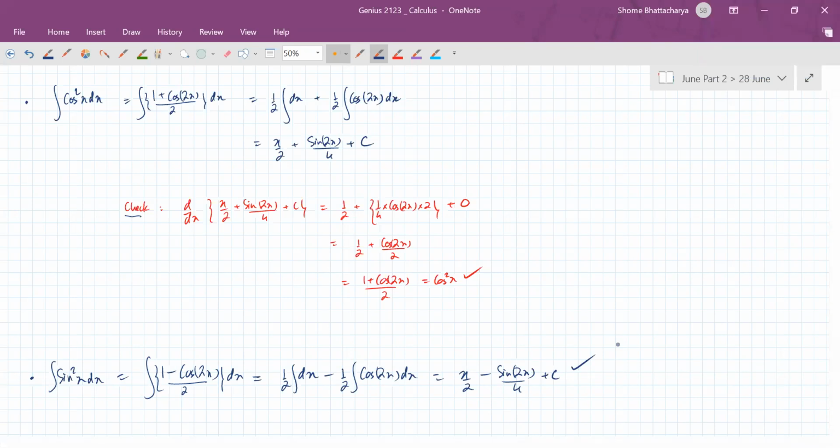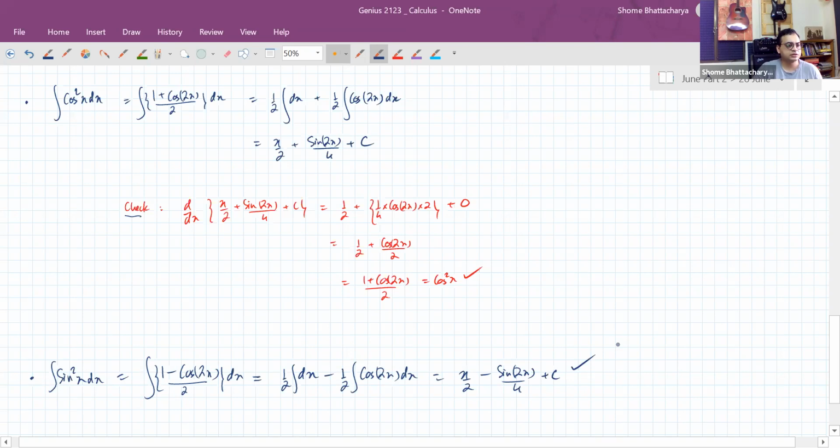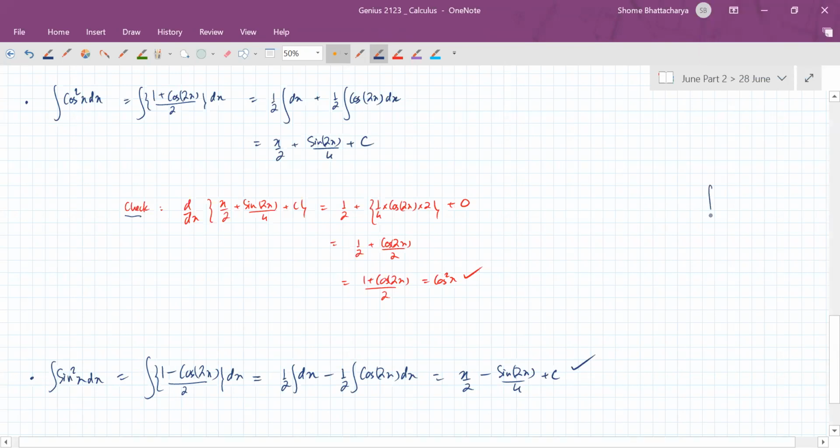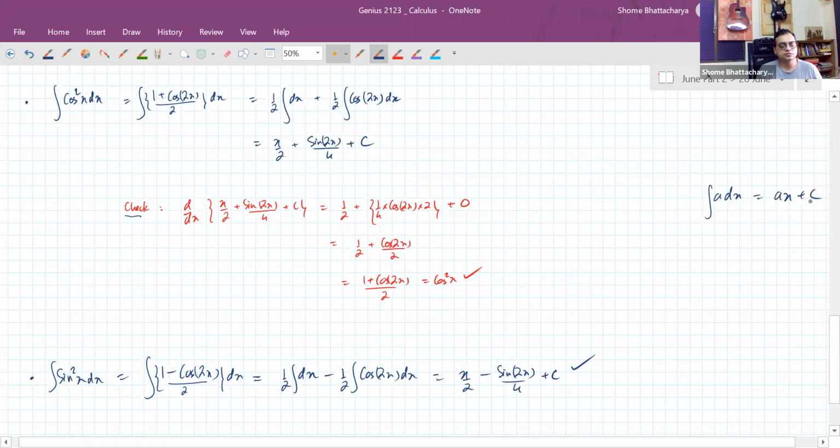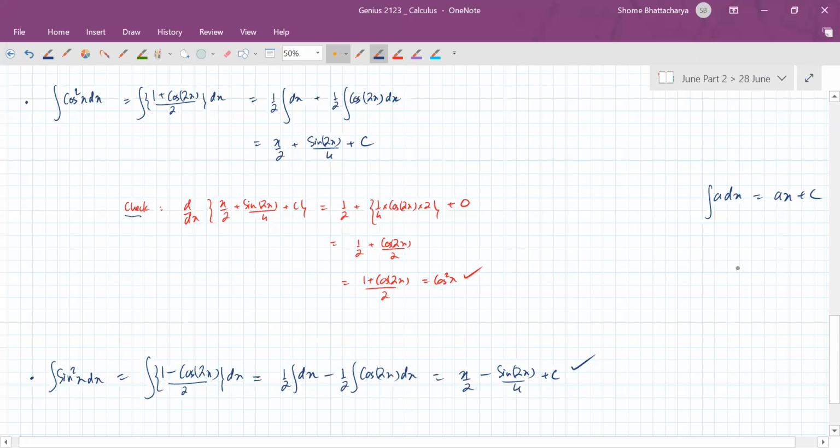So in the first one, cos square dx, it should come only 1 by 2, no? Why x by 2? No, integration of dx is x, beta. Remember, integration of a constant is this, no? Yes, yes.